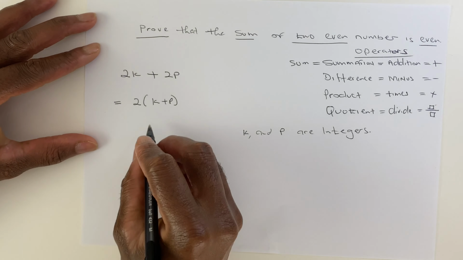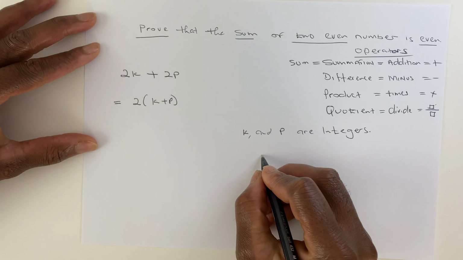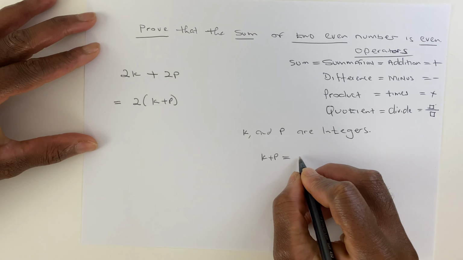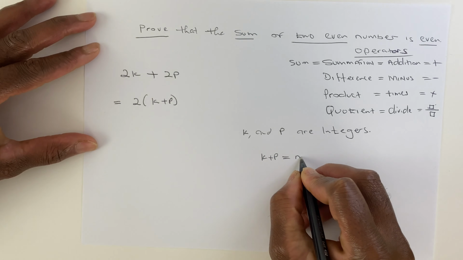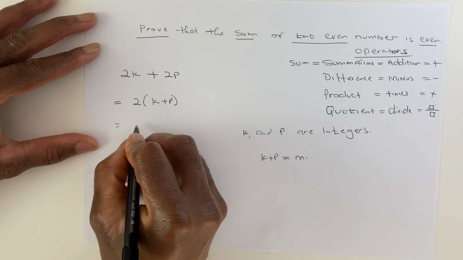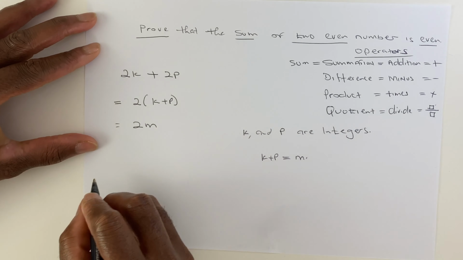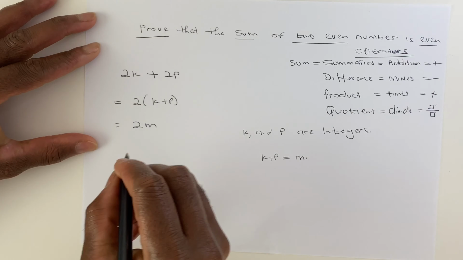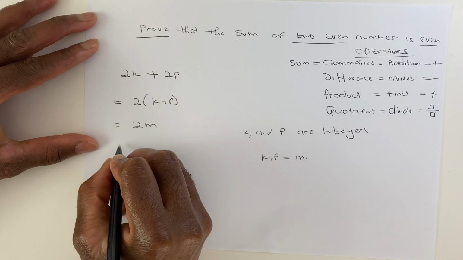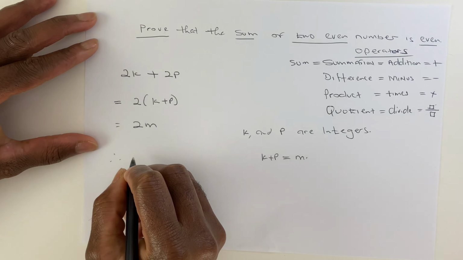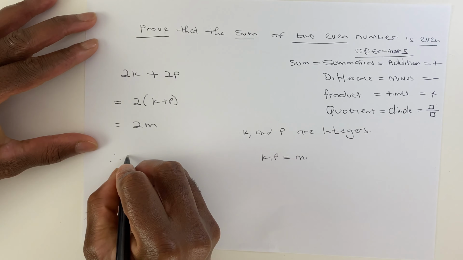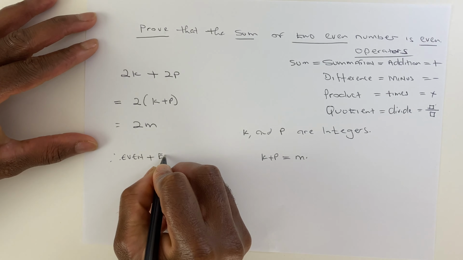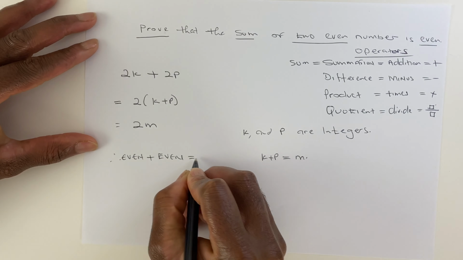So if we then add k and p together, k plus p will give us another integer which we can call m, and therefore we have 2m. Now 2m is 100% an even number from the definition of an even number. So therefore what we just proved is that even plus even will give us an even number.